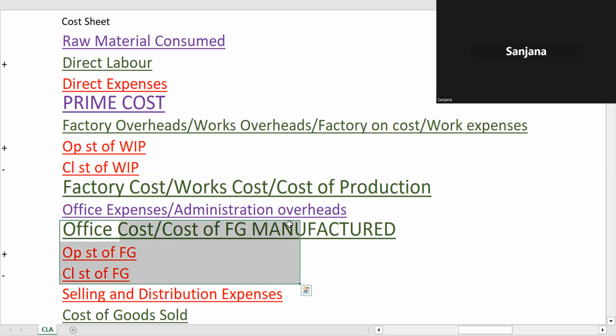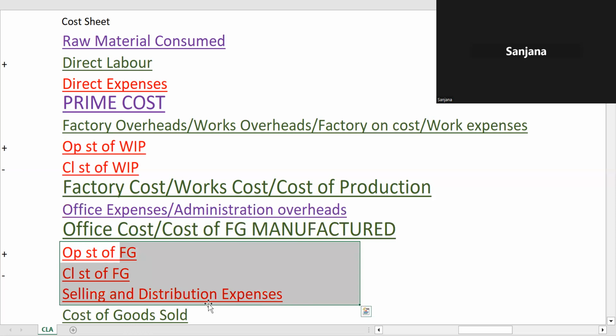Okay, you can have one more section after this called cost of finished goods sold. And then you add selling and distribution expenses and say cost of goods sold. Okay, but normally this is done. तो वो भी है. So I will show you that also. I'm showing it whenever I have a chance. Okay, so you will get used to it.